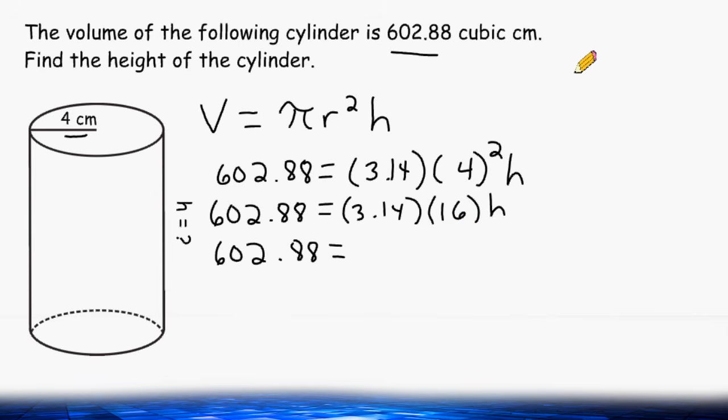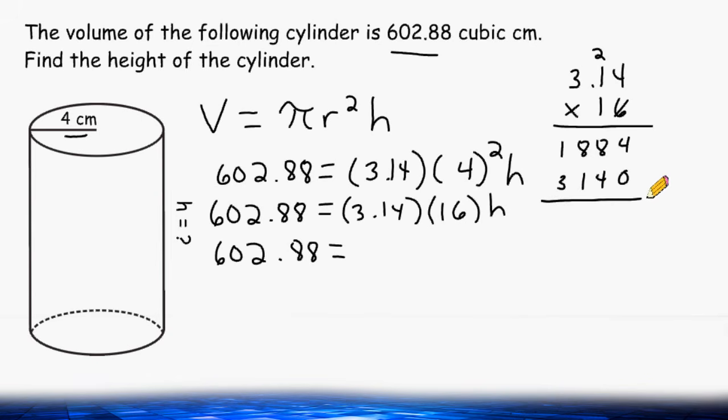So really quickly, let's go off to the side and figure out what that product is. So we have 6 times 4, which is 24. And 6 times 1 is 6, plus that 2 is 8. And 6 times 3 is 18. We're done with this place value, so we place a 0 here. And then multiply 1 times 314, which is 314.